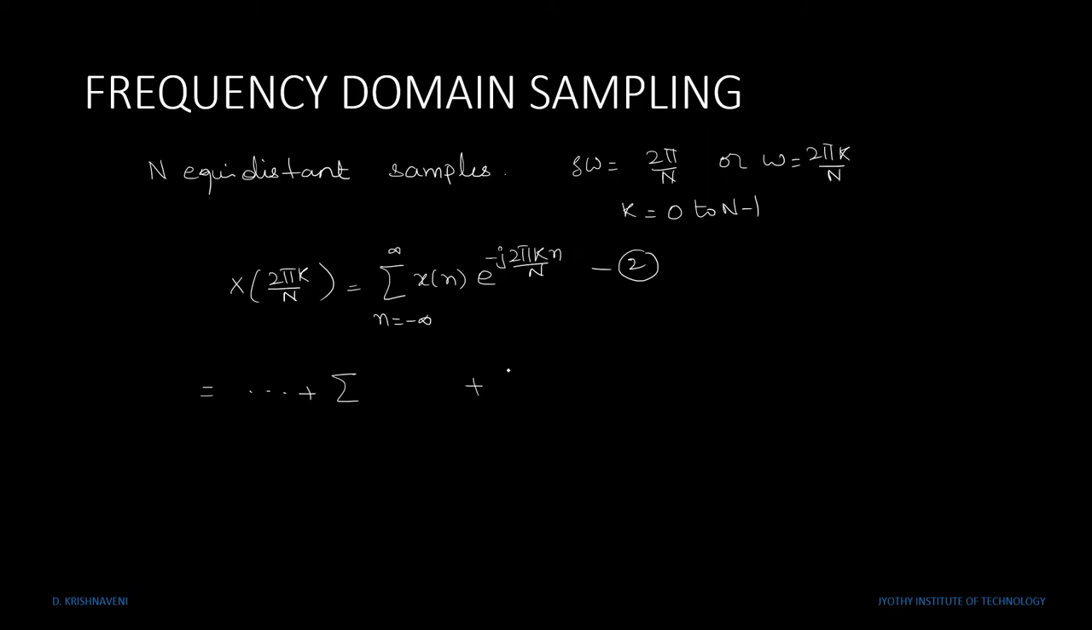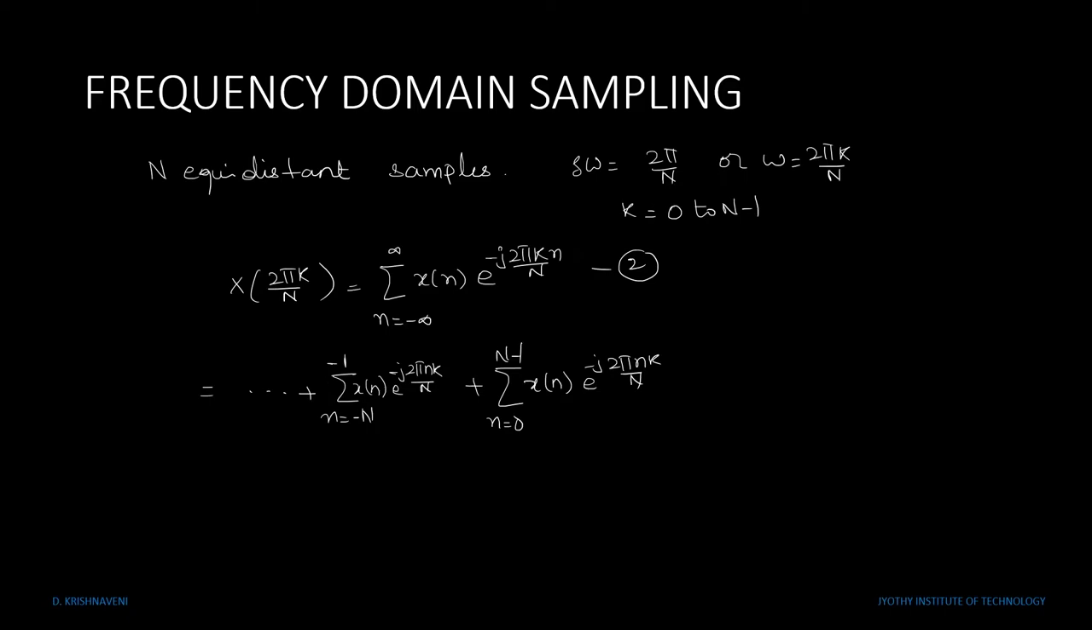I'll write the limits later. Let me write the limits of the middle summation first. I'll take n equal to 0 to N minus 1. So this summation contains N samples, x of n e to the power of minus j 2 pi n k by N. Now, if this summation starts from 0, the previous summation should end at minus 1. This summation also should contain N samples or N terms, so from where should it start? It should start from minus N. So n is equal to minus N to minus 1, x of n e to the power of minus j 2 pi n k by N.